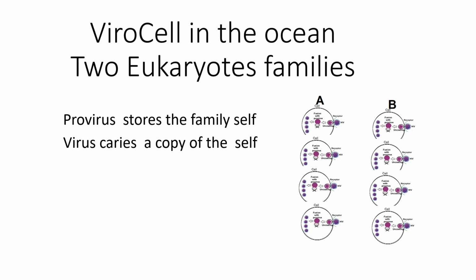Virus cell in the ocean. Usually all these carriers of the virus cells are in families. So here you have an example of two families, A and B. Each has a different DNA and each has a different virus which infects each family. So the provirus stores the family cell and carries a copy of the cell.